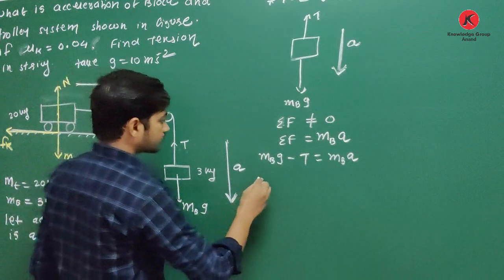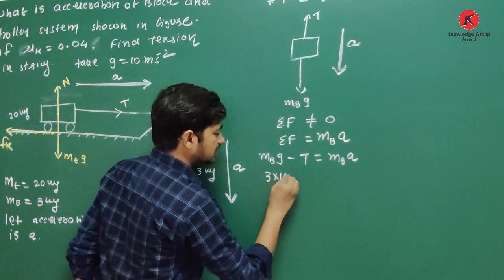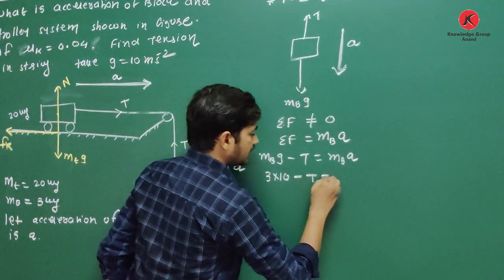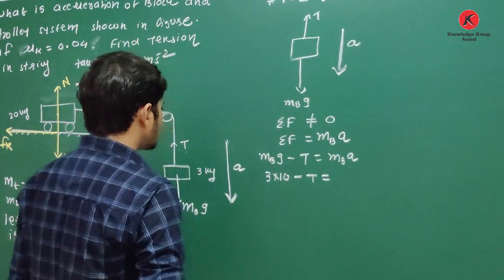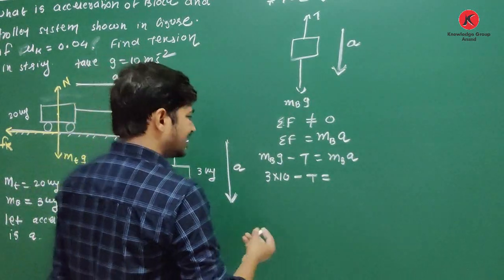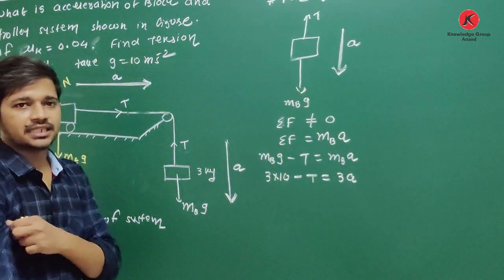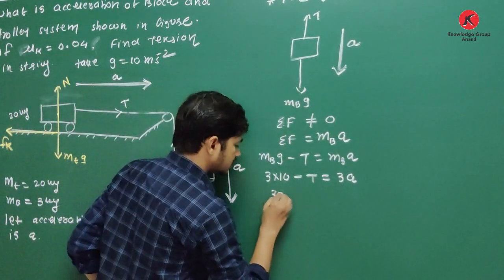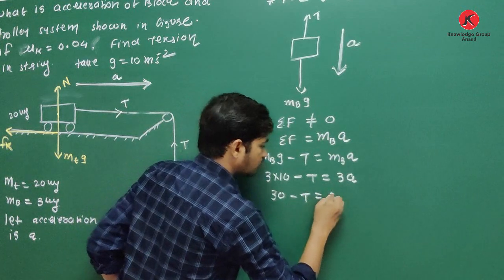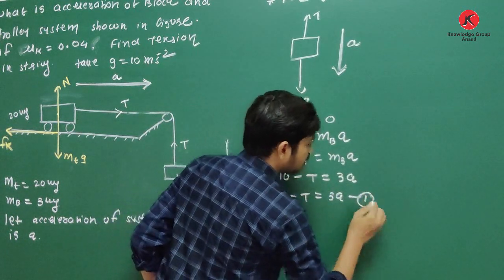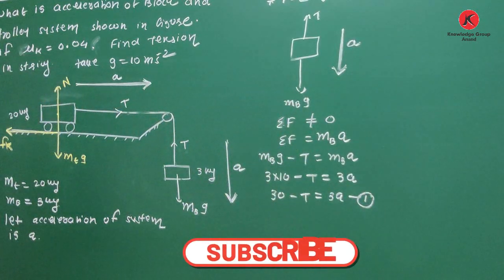Now put the values that you know. mB is 3, into g which is 10, minus T, is equal to mBa. What is the mass of block? It is again 3, and here it is a. So it is 30 minus T is equal to 3a. Equation number 1.